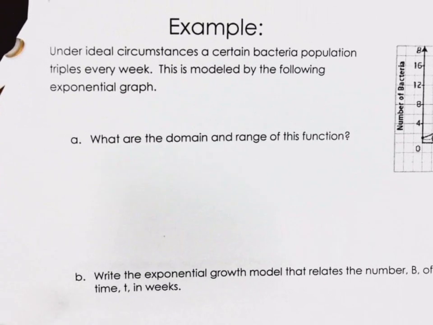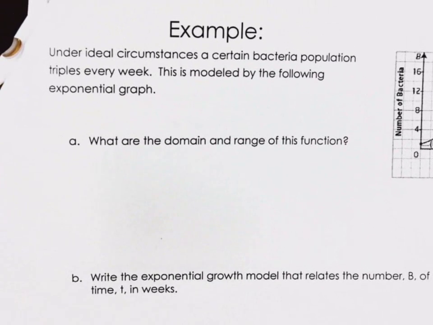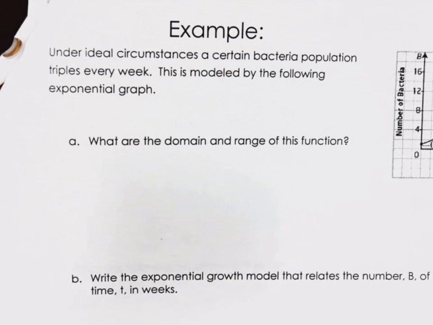Under identical circumstances, a certain bacteria population triples every week. Triples every week. What's my base number? 3. We're tripling, right? We're getting bigger. If you think about it, if I start with 1, after a week, how many do I have? 3. And then after another week, I'm tripling that. Where am I? 9. And then the third week, I'm at 27.